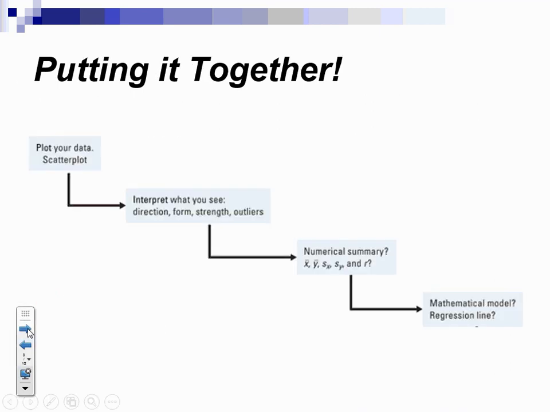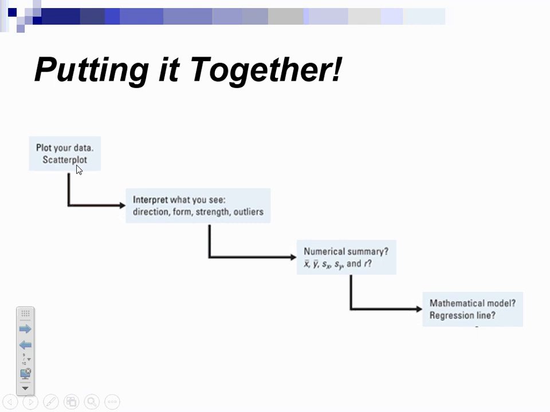Well, to finish out here, let's put it all together. Think about the process that we've gone through here just in the first couple of days of Chapter 3. Step number 1, let's plot our data in a scatter plot. We always graph first. Second step is let's interpret the FODs: form, direction, outliers, and strength. They give it in a different order, but I think FOD sounds better, so we're going to go with that.